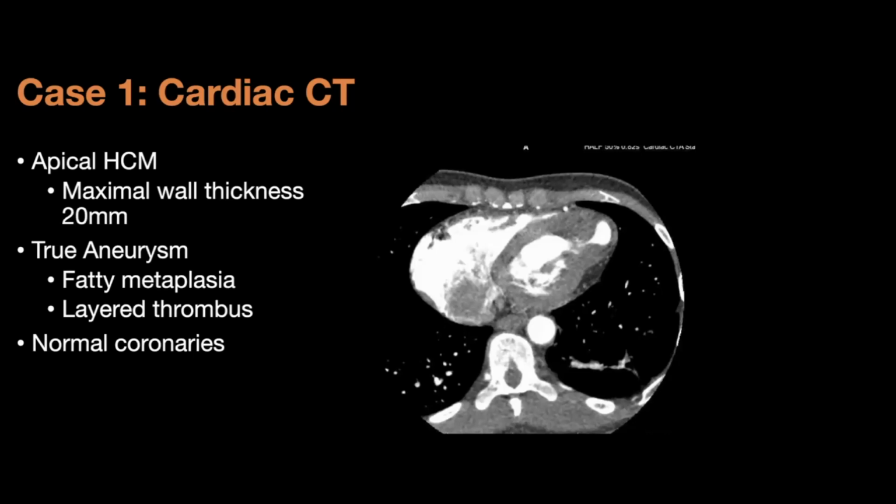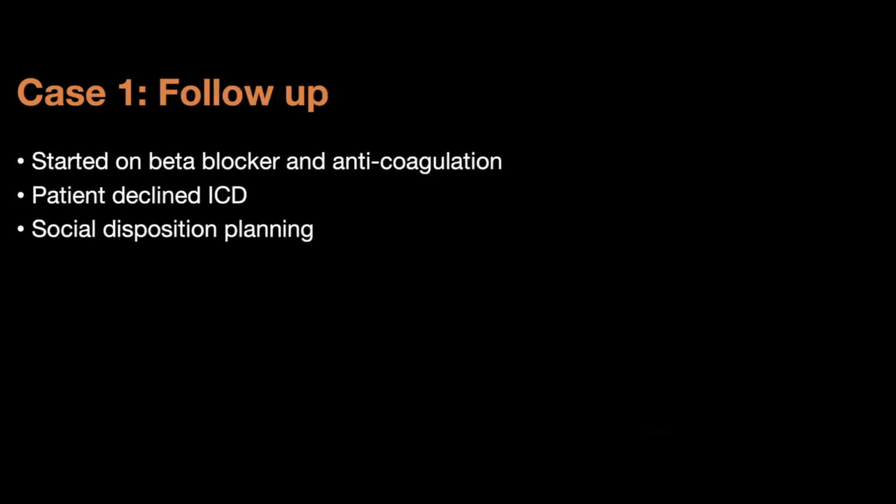And if you do nuclear studies on them, they'll have apical ischemia, and a predictable percentage will go on to develop this as essentially a new. Right. That's a good point. So just to summarize, in terms of just clinically, this patient was started on beta blocker, anticoagulation, declined an ICD, some social disposition, kind of planning things that changed his care.